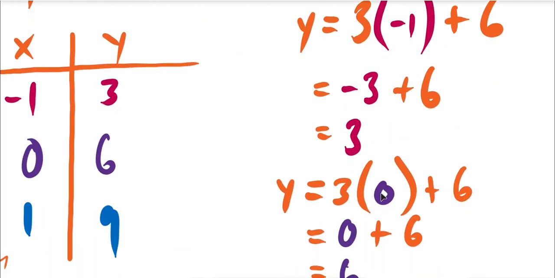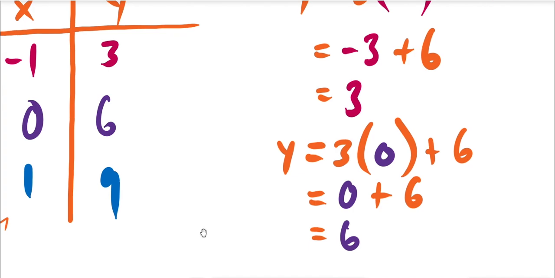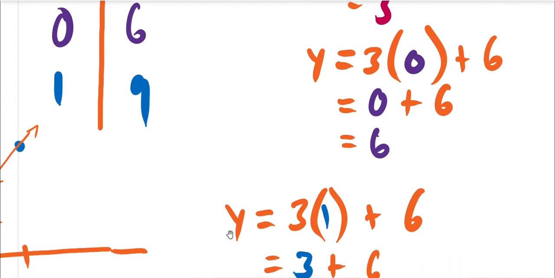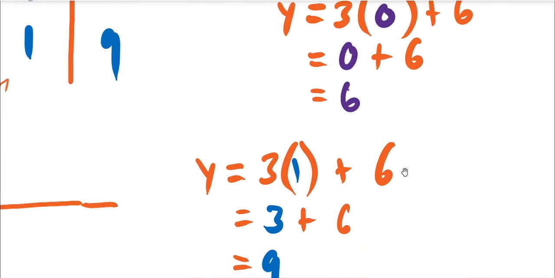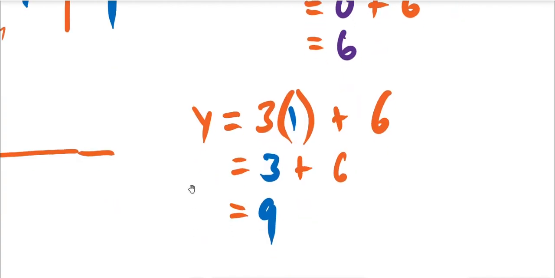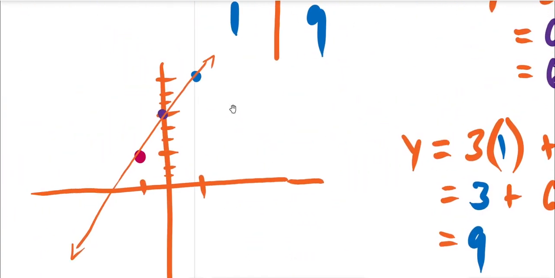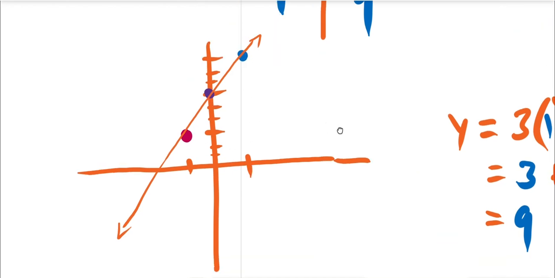Likewise, if I substitute in 0, I wind up with 0 plus 6, which is 6. And if I substitute in 1, we wind up with 3 times 1 plus 6, that's 3 plus 6, that's 9. So we could plot these points. Here I've graphed those 3 points, minus 1, 3, 0, 6, and 1, 9. And this would be an example of our graph.